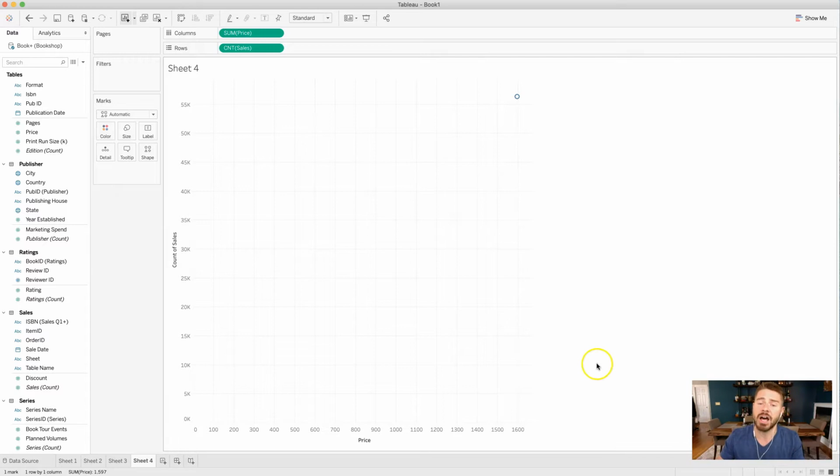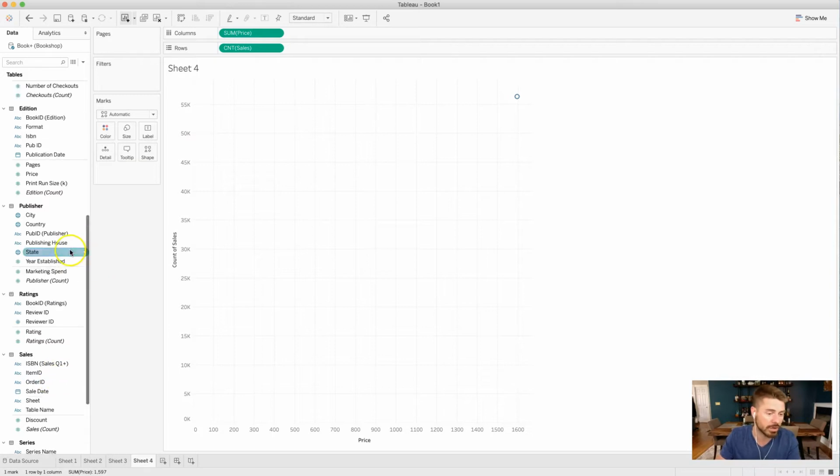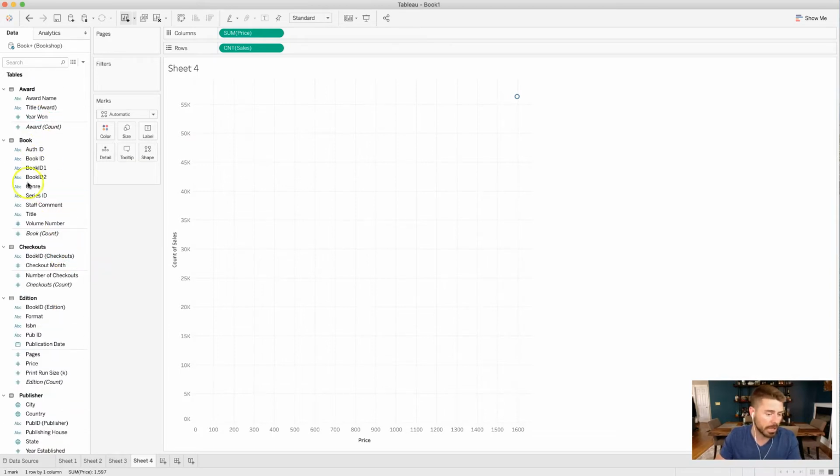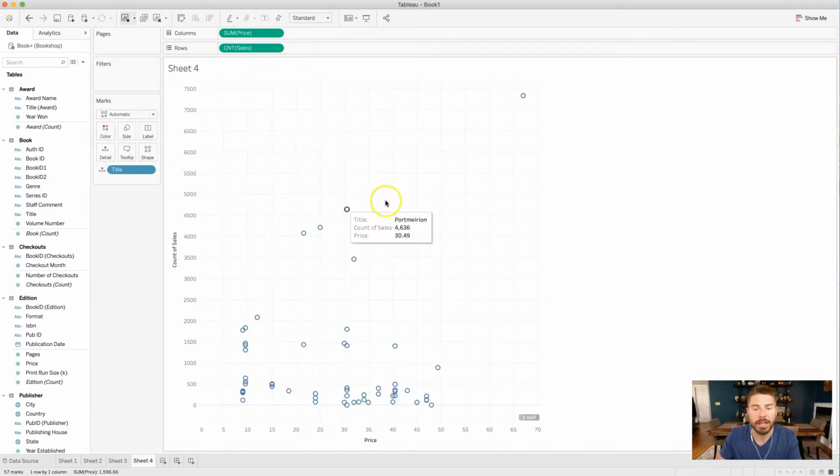We really do have to decide what we want the level of detail of this visualization to be in order to best make the case, or best answer the question, or best explore the topic that we're interested in. So in this case, we want each one of these dots to be each individual book. And in order to do that, we just need to drag the book, anything about the book really, but the title is the easiest, onto detail. And in that way, now each one of these dots you can verify is a different book. Each book has a price, and each book has a sales volume, how many units we've sold of that book.